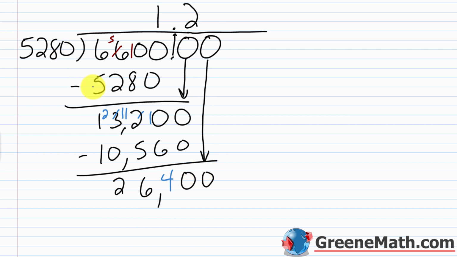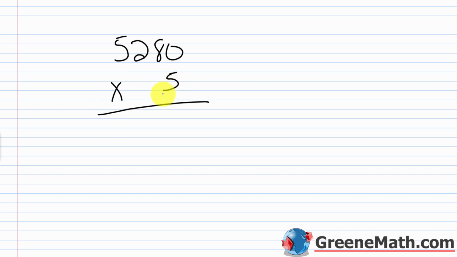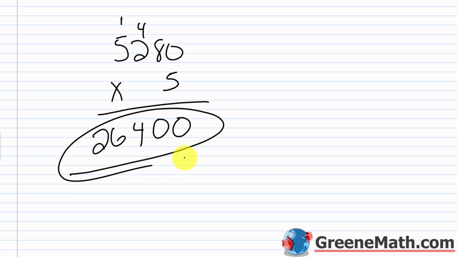So if I eyeball this again, I know 5,000 would go into 25,000 5 times. So I know it's at least a 5. Let's think about this 280 part. So let me go down here again. So 5,280 times 5. What would that give us? 5 times 0 is 0. 5 times 8 is 40. So 0 down, carry the 4. 5 times 2 is 10. Plus 4 is 14. 4 down, carry the 1. 5 times 5 is 25. Plus 1 is 26. So this is exactly what we're looking for.